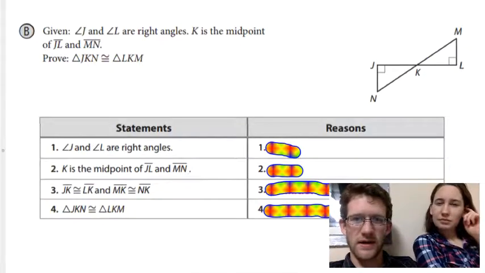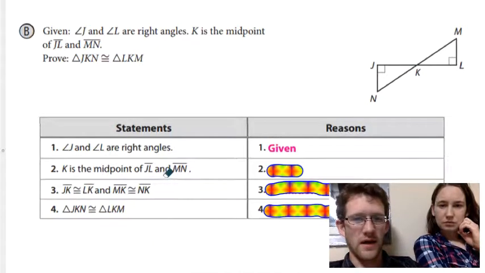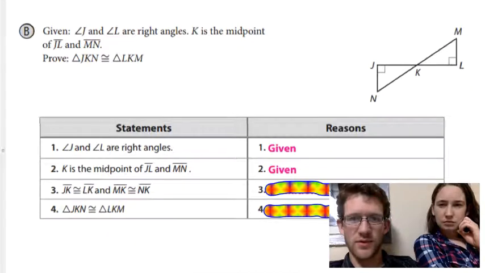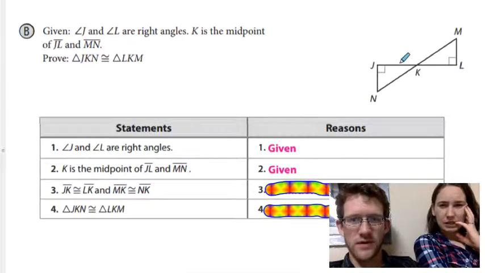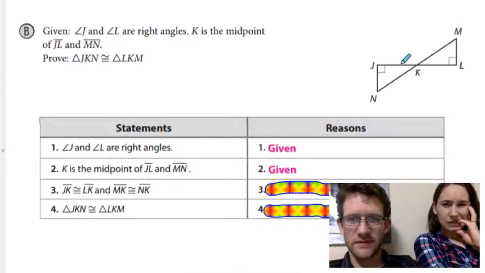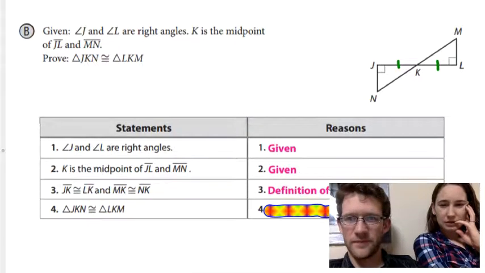All right, let's try this one. It's given that angle J and angle L are right angles, so we have two right angles. It says that K is the midpoint of JL and MN. So because K is the midpoint, we should be able to conclude what? JK and KL are congruent, yeah. So I can mark that on here because that's just the definition of midpoint.